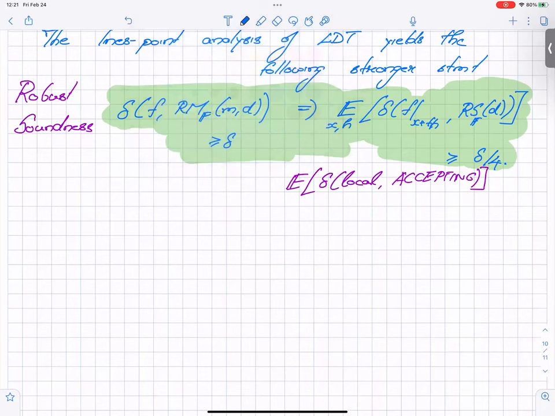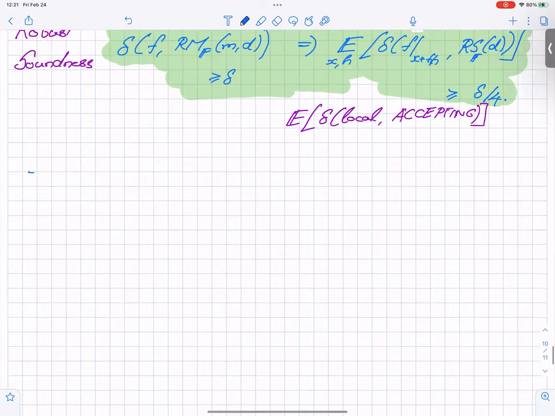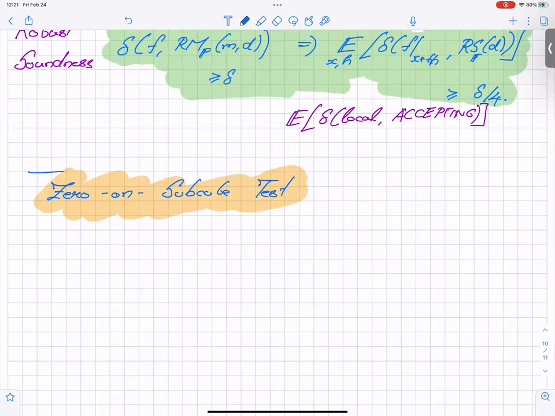So far, so good. Next, what we will do is we will call something the zero-on-subcube test. What's going to be the thing here? So I'm going to give you a function.